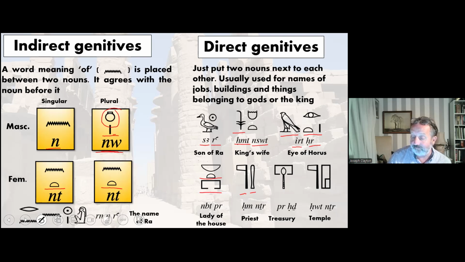Per hedj, literally house of silver. So house silver, house of silver, treasury. Again, we've got the god honorific transposition. Hutnetcher, literally palace of the god. So palace god, palace of the god, temple. Okay.